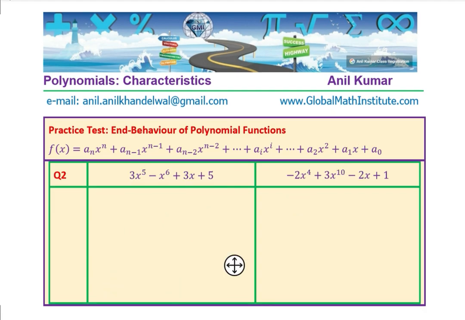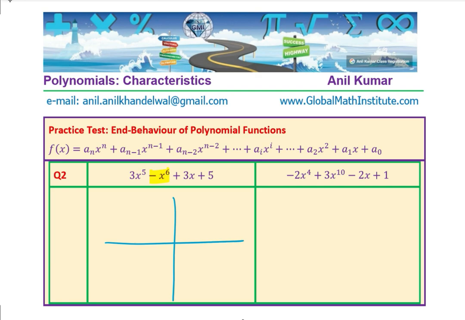Question number 2 is very similar to question number 1, and this time there is a trick. Sometimes when you get polynomial equations in a test, you will notice that the equations are jumbled up. That means, in question number 2, can you tell me what the leading term is? It is not the first one, but this one. Do you see that? x to the power of 5. So sometimes the leading term may not be in the first position, so you have to be careful while you observe.